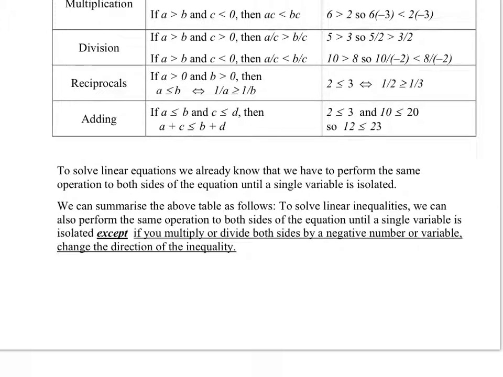Now basically, to summarize all that, if you want to solve a linear inequality, what you've got to do is really just do the same steps as you would do for an equation, except that if you multiply or divide both sides by a negative number or a negative variable, you've got to change the direction of the inequality. That means go from bigger than to less than, or from less than to bigger than. And that's it.